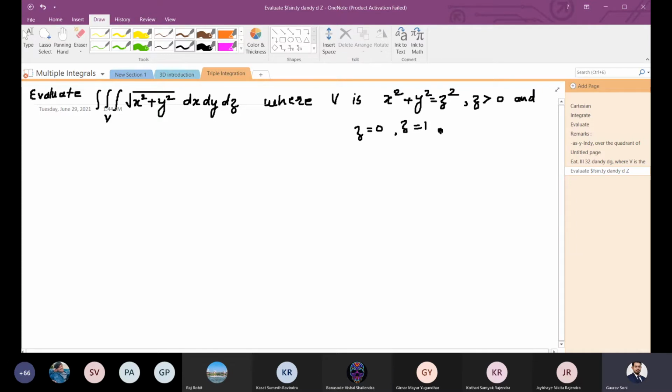Who can identify the figure? What is the first equation, at least that you can tell me? Sir, it's a conical shape, with altitude along the z-axis. So it is a cone. Yes.